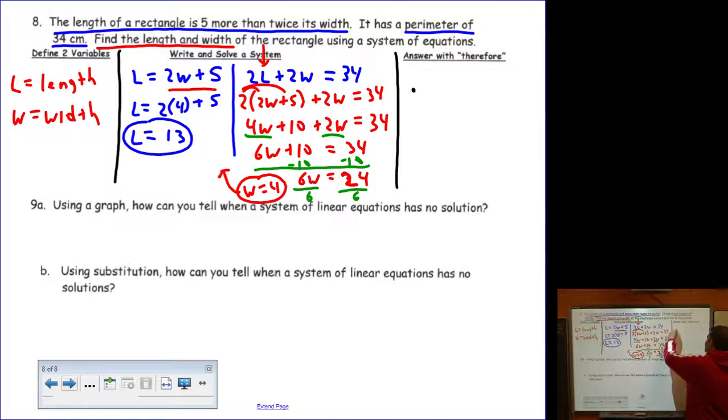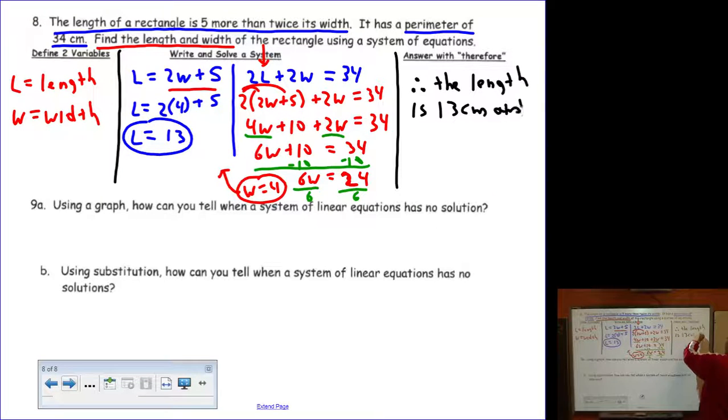So I would say, therefore, the length is 13 what? Centimeters. And the width is 4 centimeters.